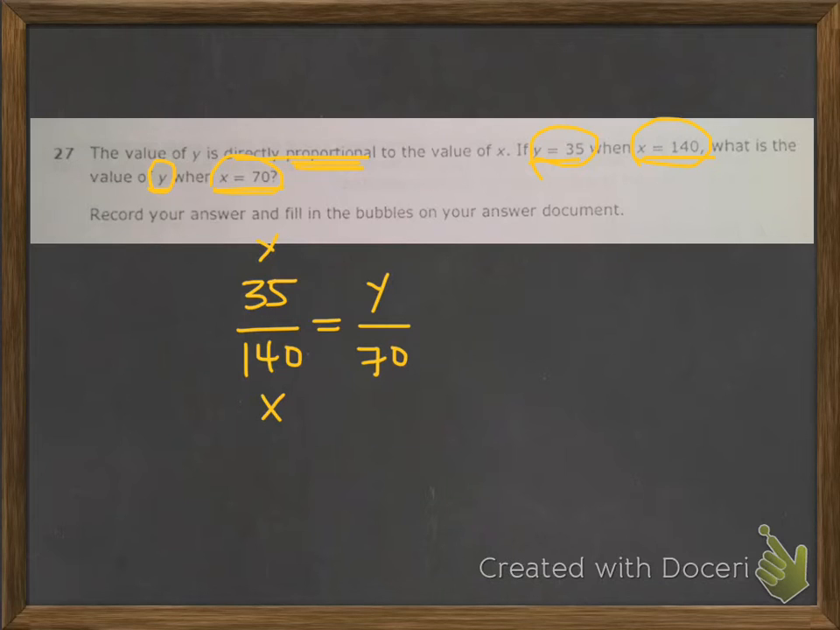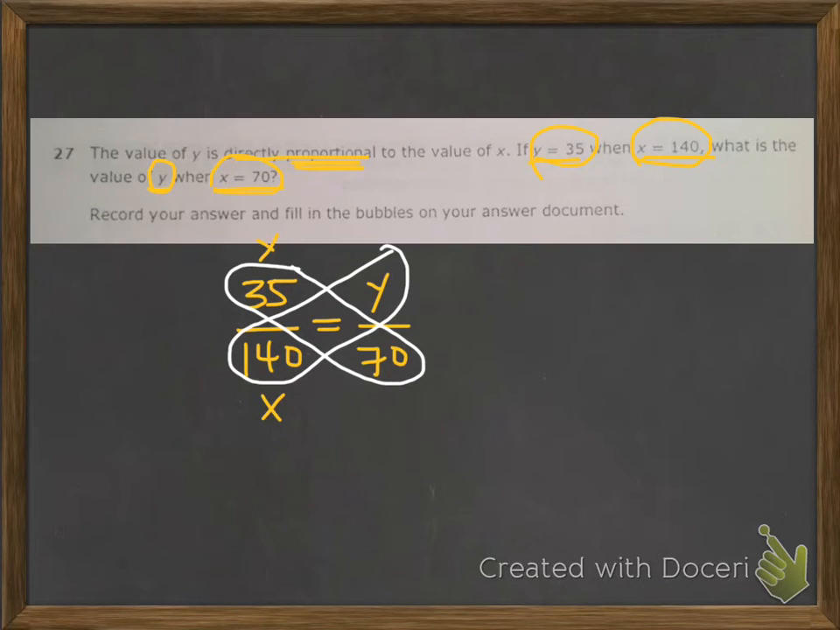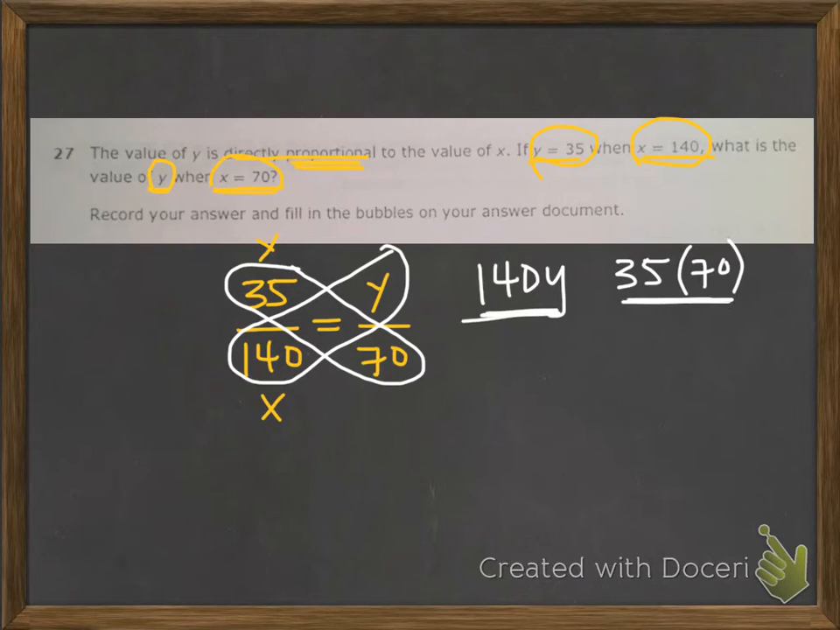So just like in junior high, you're going to cross multiply. Some of y'all called this butterfly. 140 times y is 140y. And then we also want to do 35 times 70. This and this, these are called cross products, and cross products are always equal.